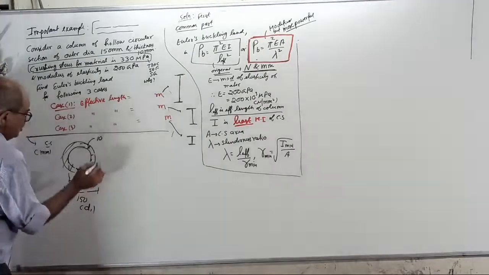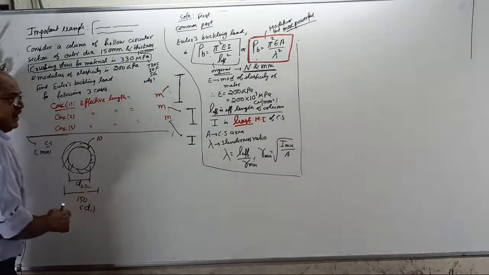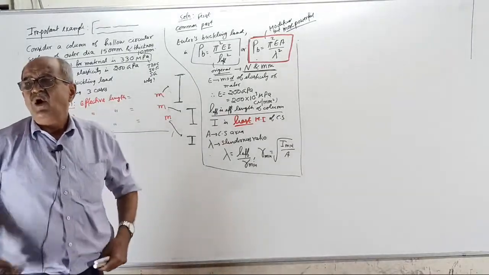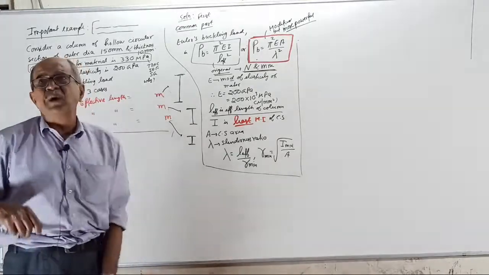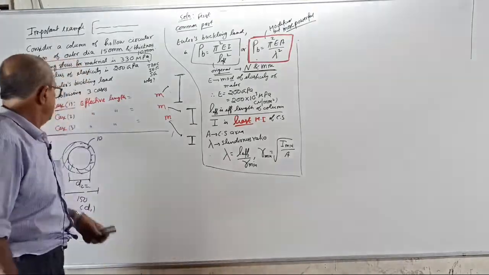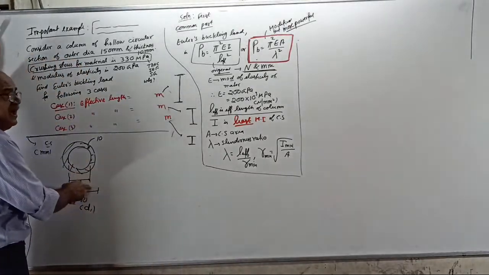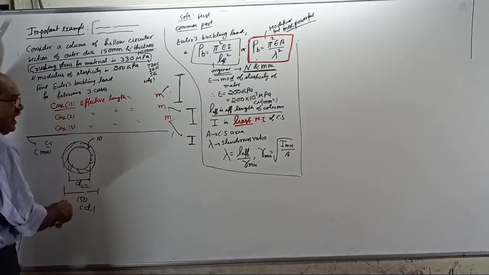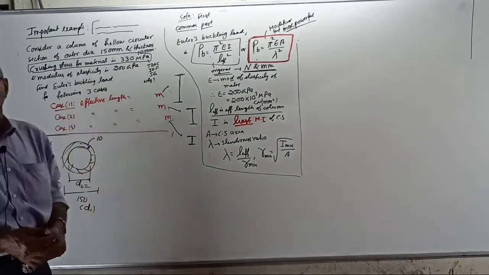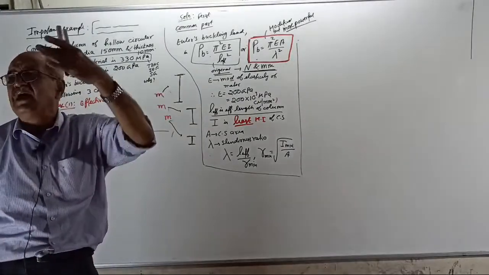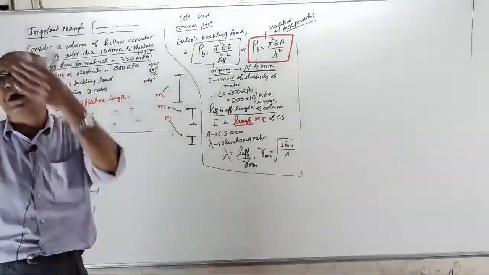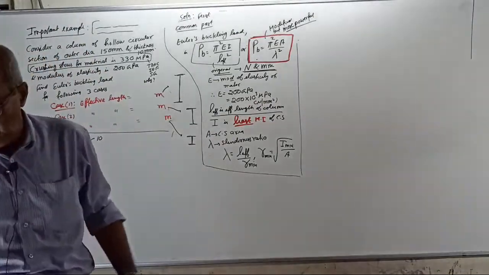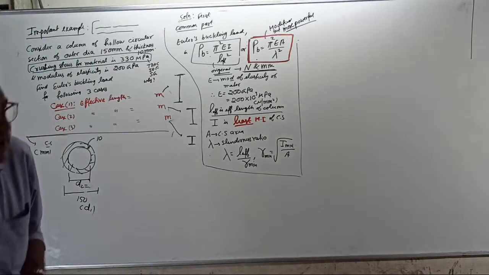Those who want to write: hollow circular section, D1 is the outer dia, D2 is the inner dia. Thickness is 10 mm here. So outer is 150, how much is D2? If I show the calculation, you are wasting time for such an elementary thing. D2, how much? D2 is 130.